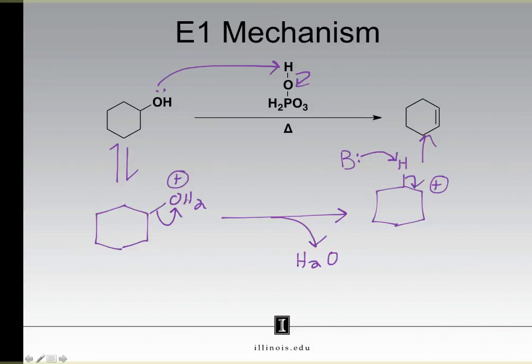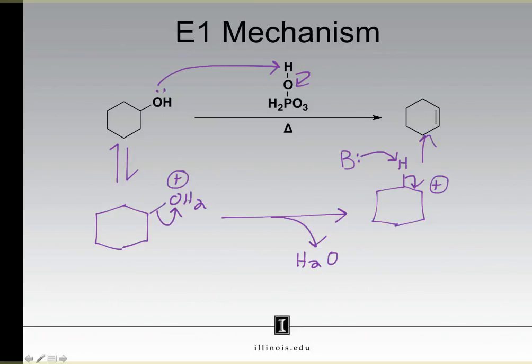Before we move on, to be clear, the E1 mechanism is a two-step mechanism that consists of the formation of a carbocation, shown here at the bottom, and the subsequent deprotonation of a hydrogen atom adjacent to the carbocation, as shown here on the right. Remember, the initial protonation step is not part of the E1 mechanism. The protonation step prepares the molecule to undergo the E1 mechanism, which consists of the leaving group leaving to form the carbocation, and the subsequent deprotonation to form the new alkene.